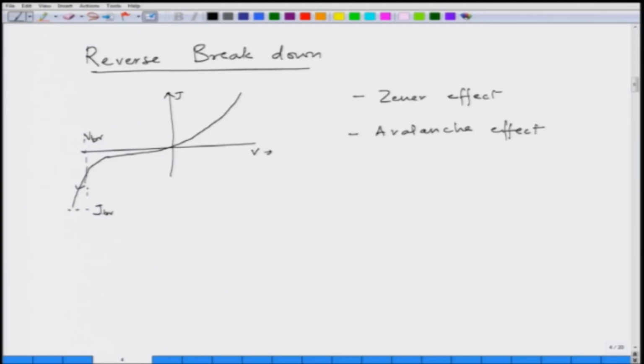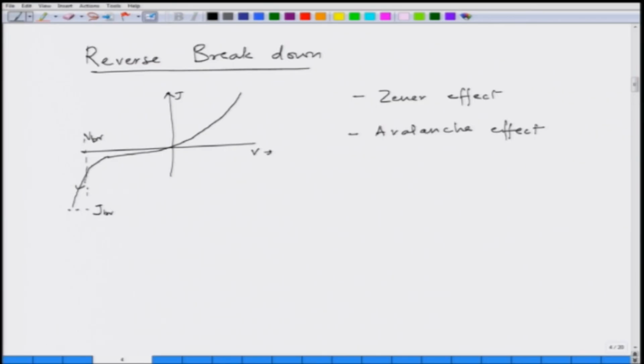The damage can occur because the currents may become too large, the J breakdown may become too large, and because of that large current and the heat generation due to that, the device may get damaged. But otherwise this particular breakdown that we talk about in a PN junction can be used even constructively for making a different kind of device. There is something called a Zener diode that one can make.